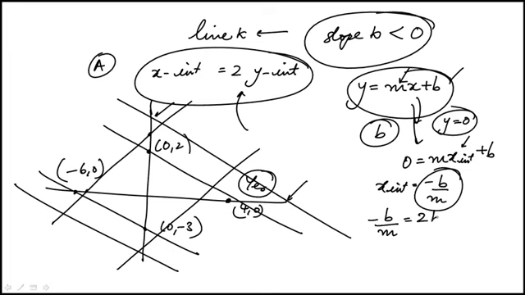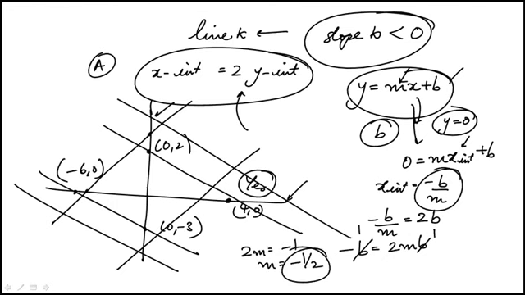twice the y-intercept. And we know b is not 0, since the line doesn't pass through the origin. So I can cross-multiply, it becomes 2mb, and divide both sides by b, because b is a non-zero number. And I get 1 here and 1 here. So I get 2m equal to minus 1, or the slope is minus half, so it is indeed negative. So A works. You can take either approach.